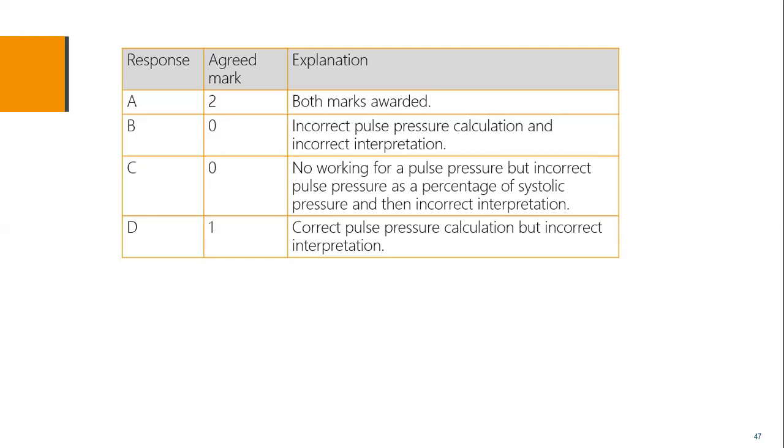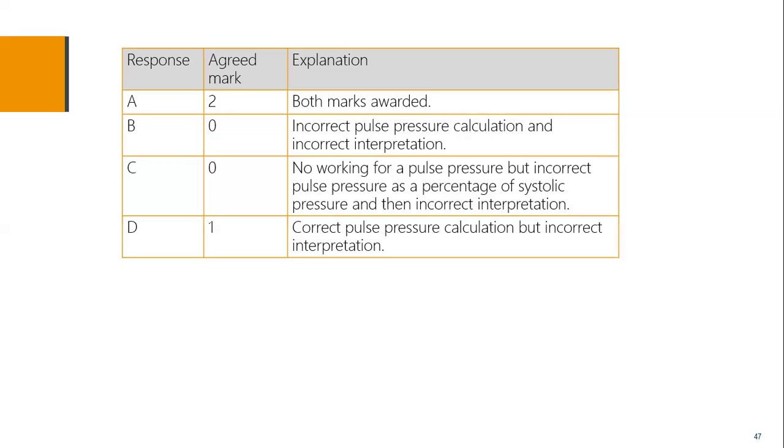B and C didn't get any marks. They had incorrect pulse pressure interpretation, incorrect calculation, and incorrect interpretation. In B, the pulse pressure was incorrectly calculated, but there's no indication of the 25% of systolic pressure, and the statement about being unhealthy is incorrect. In terms of what they calculated, it's incorrect to say that they're unhealthy.